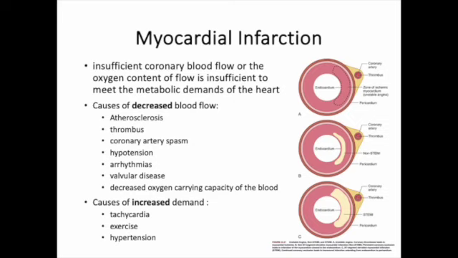Okay. By definition, myocardial infarction is insufficient coronary blood flow or oxygen that's insufficient to meet the cardiac or metabolic demands of the heart. And you see all the different reasons why here. The decreased blood flow, starting with atherosclerosis, which we talked about, thrombus. You understand now how that's associated to atherosclerosis, leading to situations like anemia or decreased oxygen carrying capacity. Well, there's also situations with increased demand, like tachycardia, exercise, and hypertension that we talked about.